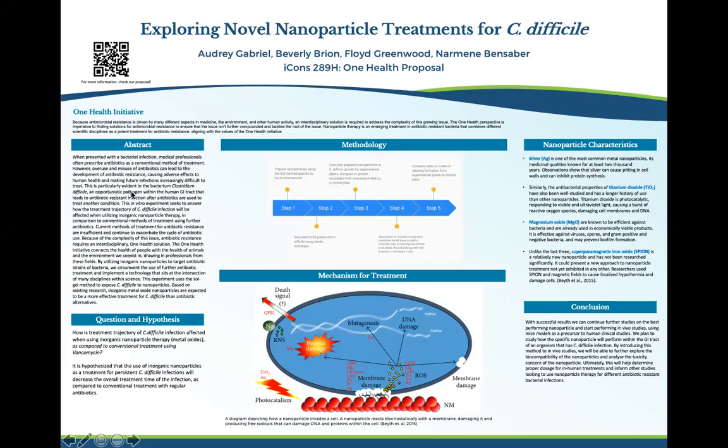This is particularly evident in the bacterium Clostridium difficile, an opportunistic pathogen within the human GI tract that leads to antibiotic-resistant infection after antibiotics are used to treat another condition. C. difficile is listed by the Center for Disease Control as the leading cause of antibiotic-associated infection and one of the most common healthcare-associated infections in the United States. It's even listed in the CDC's Emerging Infectious Disease Surveillance Program, highlighting the need for novel treatments to combat this specific infection, as it really affects healthcare workers and those patients above 65 years of age.